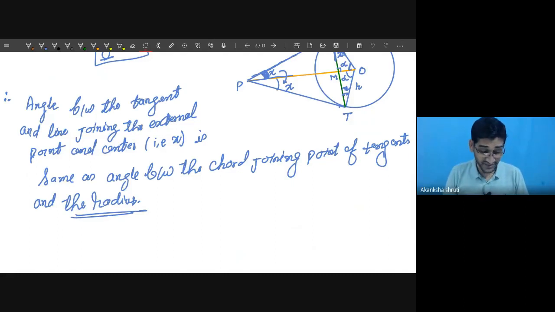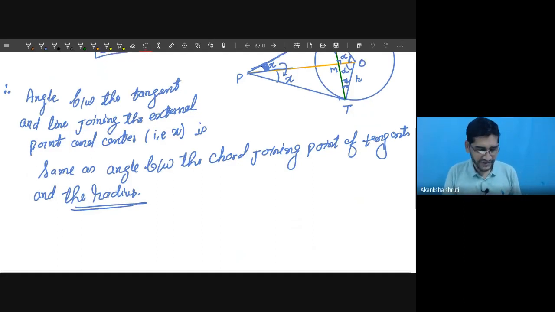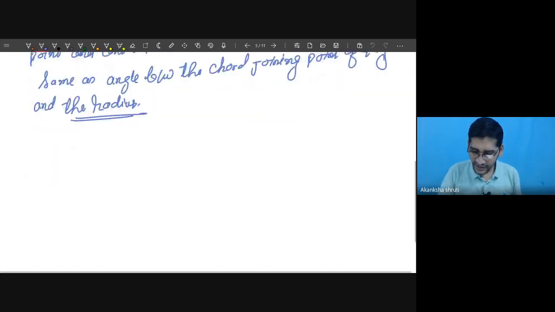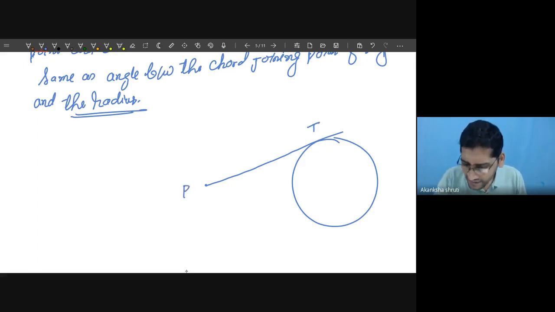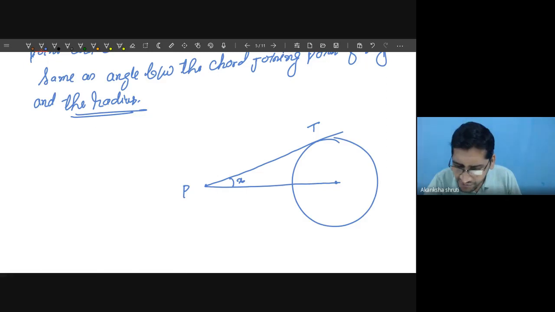Network is too much disturbing. What I was explaining is that, students, if you take a circle and from any external point draw tangents, and also join the external point to the center, then whatever angle x is formed here, the same angle will be formed if you join this point of tangent to the center by the radius.